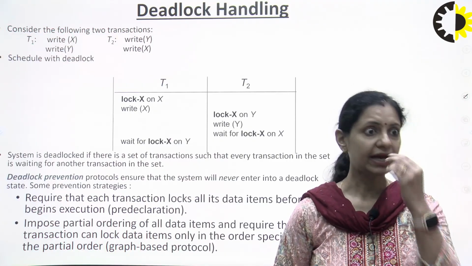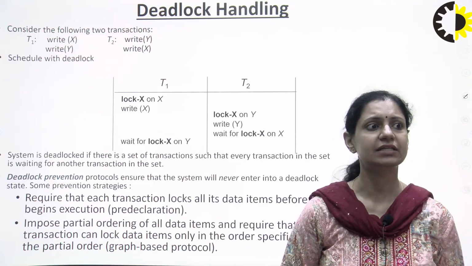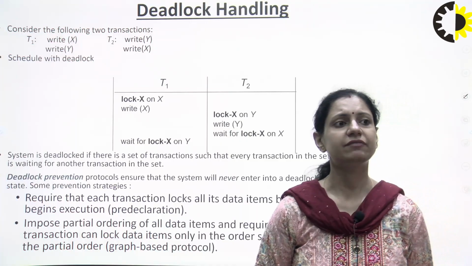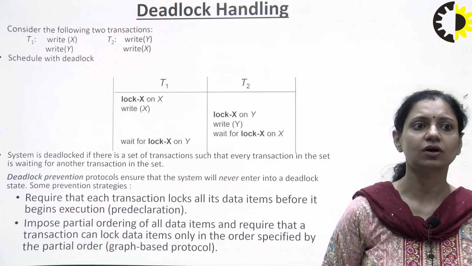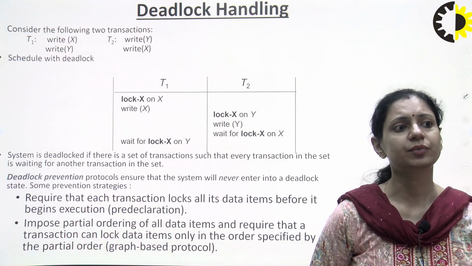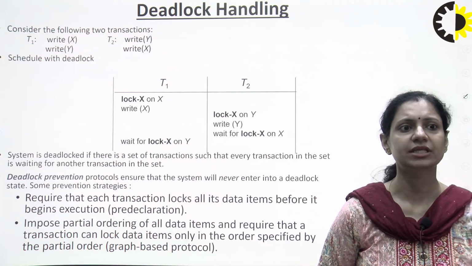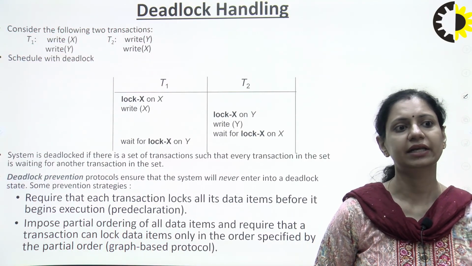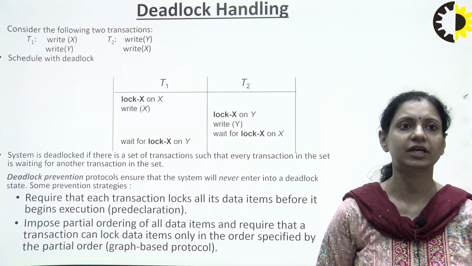Deadlock. How do we handle that deadlock? We have various deadlock prevention schemes where we require that each transaction locks all its data items before it begins execution. It also imposes a partial ordering of all data items and requires that a transaction can lock data items only in the order specified by the partial order.